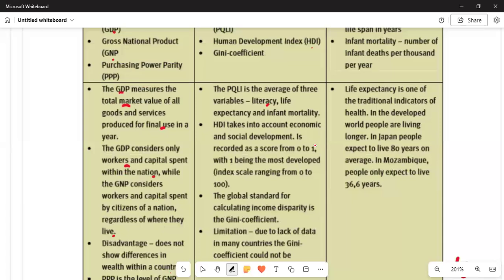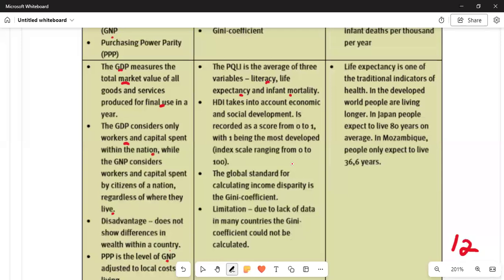The HDI takes into account economic and social development. It is recorded as a score from 0 to 1, with 1 being the most developed, using a global standard for calculation. So when we are talking about global, it is not happening only in that country, but it is happening globally. And you calculate the disparity, which is also stipulated in the Gini coefficient, which we will also discuss more. And then let us talk about the limit. In many countries, the Gini coefficient could not be calculated.